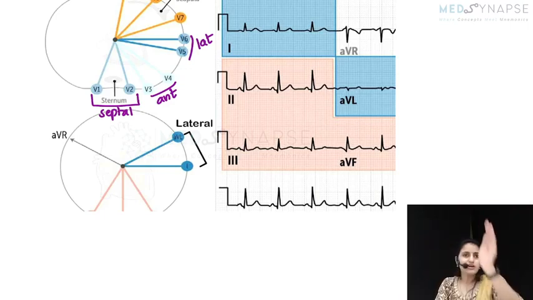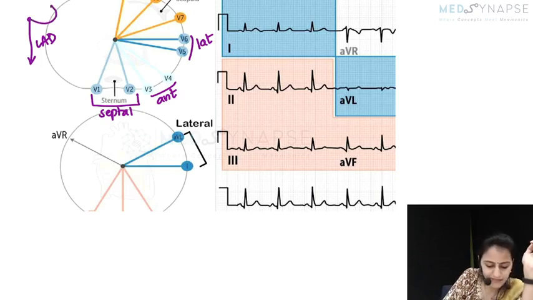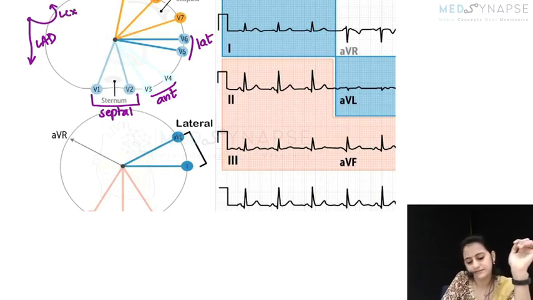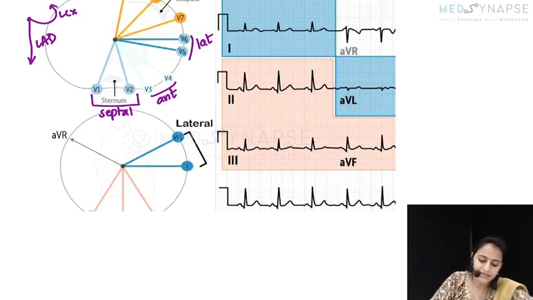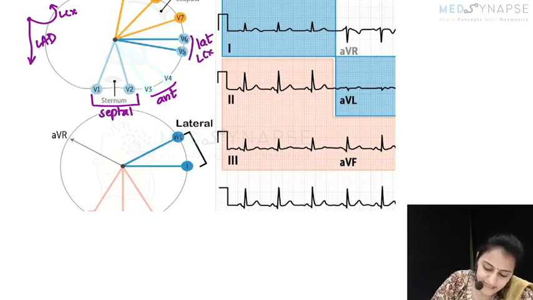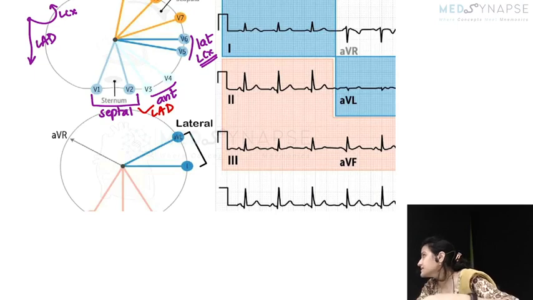If it is septal or anterior, what are the branches of the left coronary artery? It gives one anterior descending branch and it gives one circumflex, right? So what is going on the lateral side of the heart from the LCA is the LCX, circumflex. The rest of the two is LAD. Septal anterior LAD, lateral is LCX.